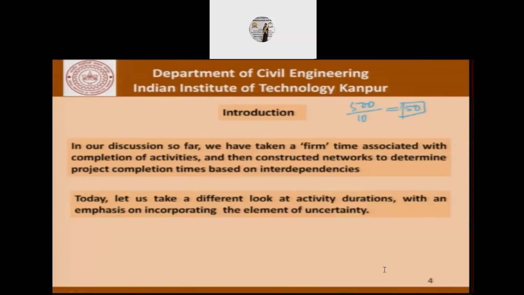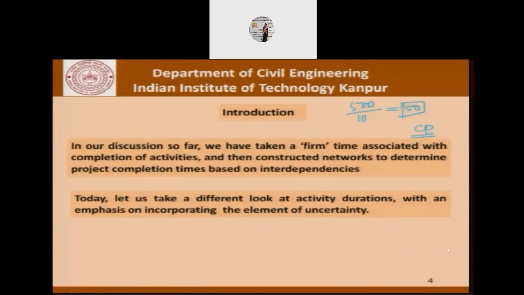And then we also constructed in the last class a slightly different network, a more elaborate network, and illustrated the concept of critical path. That is that path which needs to be monitored more regularly, more continuously than the others, and no slippage can be allowed.